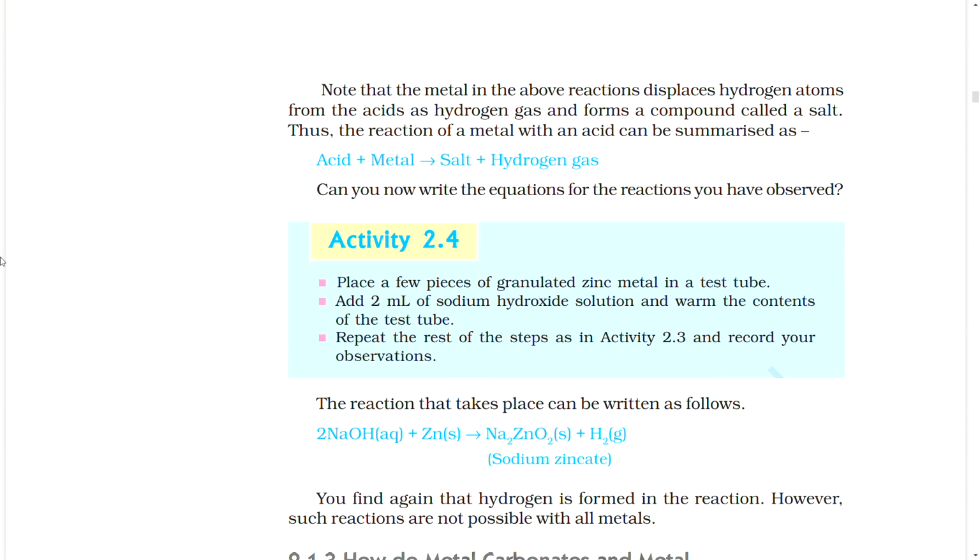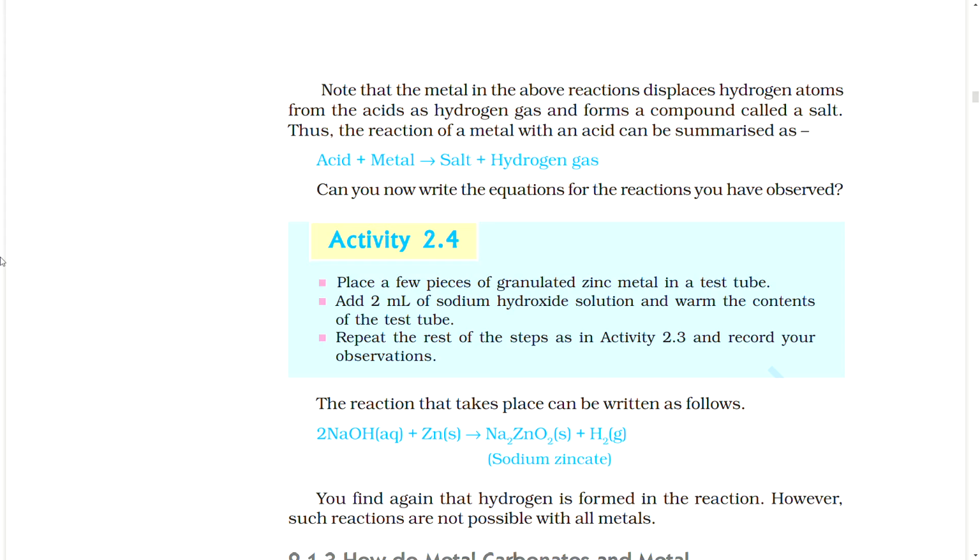Note that the metal in the above reactions displaces hydrogen atoms from the acids as hydrogen gas and forms a compound called a salt. Thus, the reaction of a metal with an acid can be summarized as: acid plus metal tends to salt plus hydrogen gas. Can you now write the equations for the reaction you have observed?